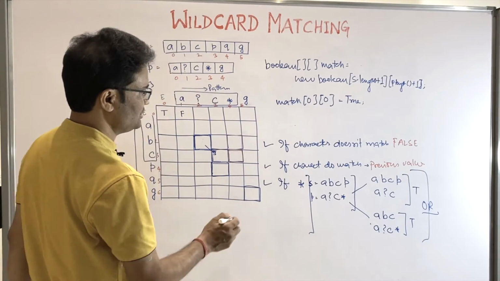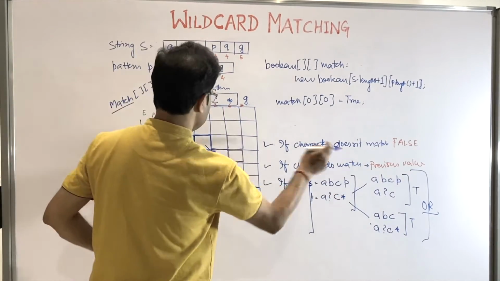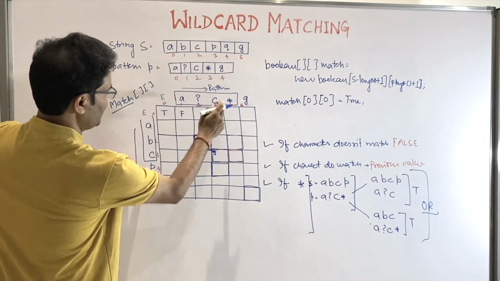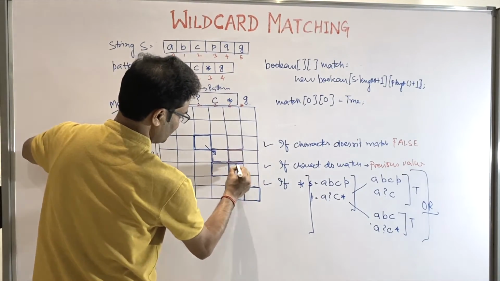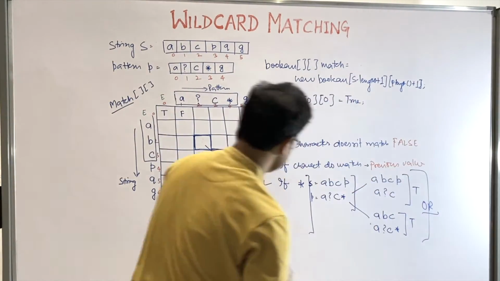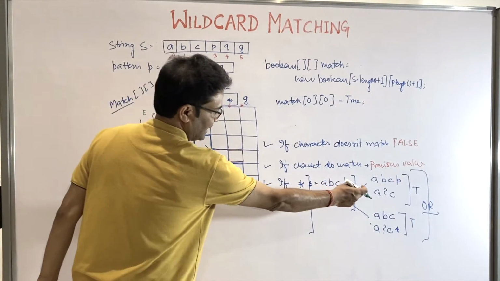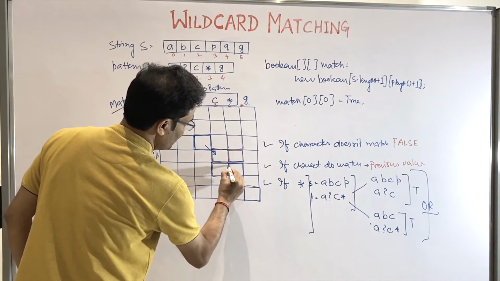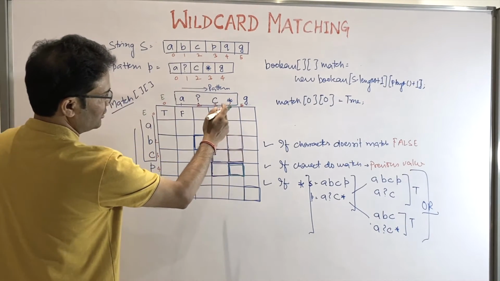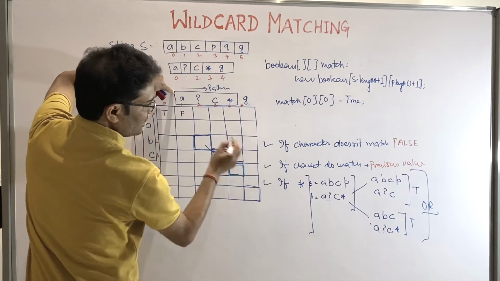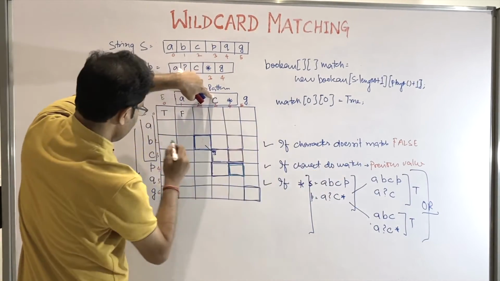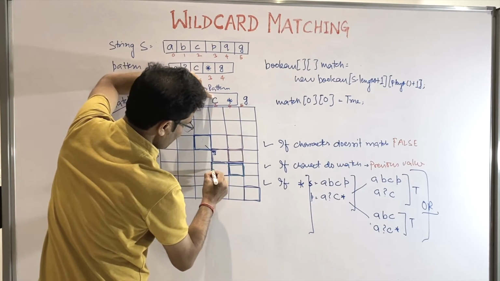So in this case, suppose this is ABCP and the pattern A question mark C asterisk. I am talking about this one, right? So if you take this box, then take the first case: I remove the asterisk. So you are talking about the A question mark C pattern and the string ABCP, means here. So you are talking about this one, this box.